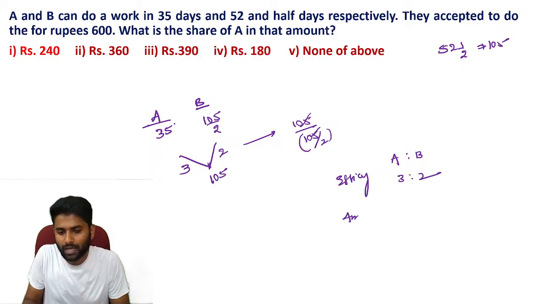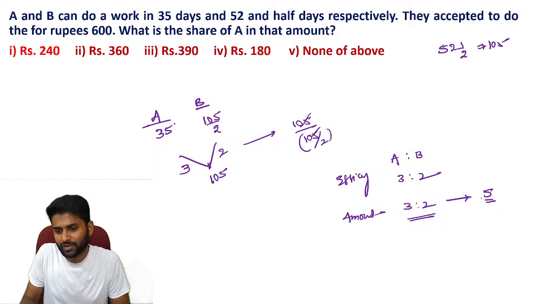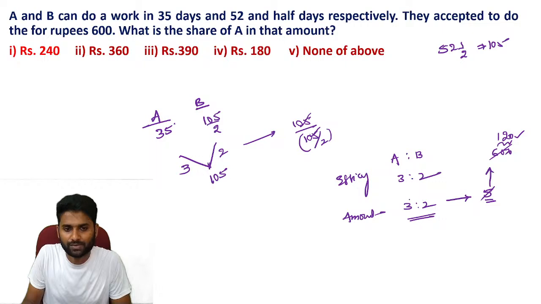Now what about the amount distribution? Here the relation is directly proportional. Again you have to distribute it according to the ratio of 3 is to 2. If the total amount is 5 units, A gets 3 and B gets 2. If 5 units becomes 600, each unit is equal to 120 rupees. What is the share of A? Share of A is 3 units. 3 into 120 is the answer: 360.